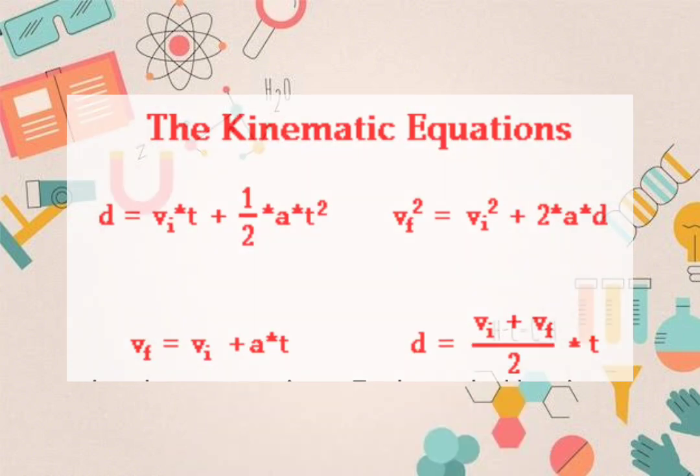The kinematic equations are a set of four equations that can be utilized to predict unknown information about an object's motion if other information is known. The four kinematic equations that describe an object's motion are shown in this picture. Let's proceed to the sample problem.